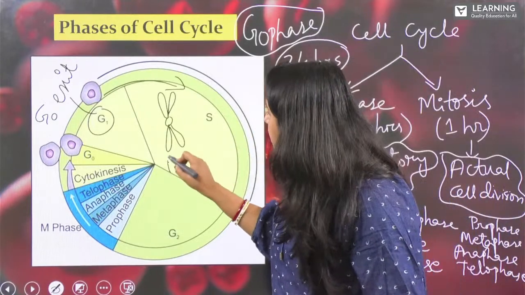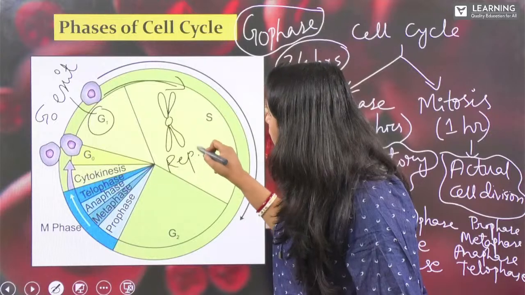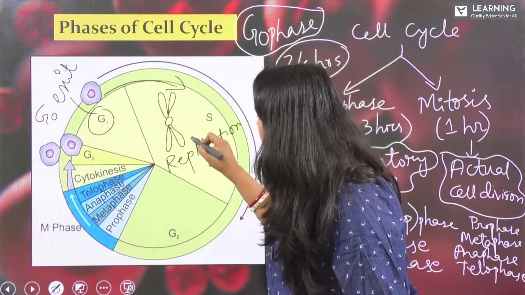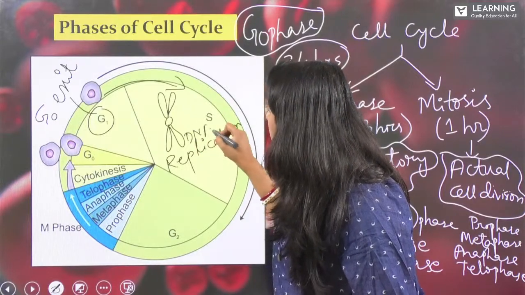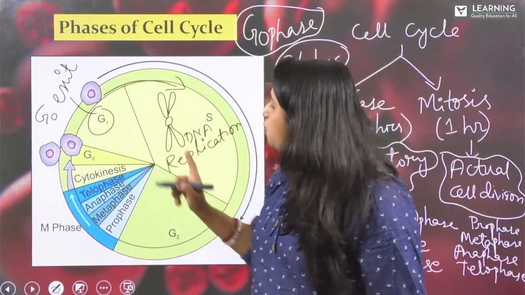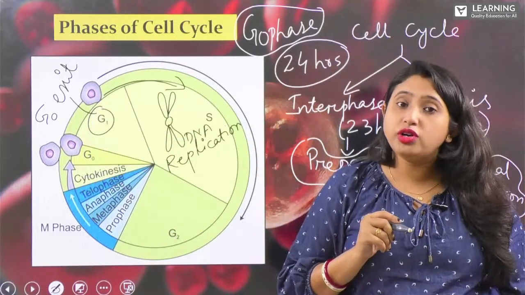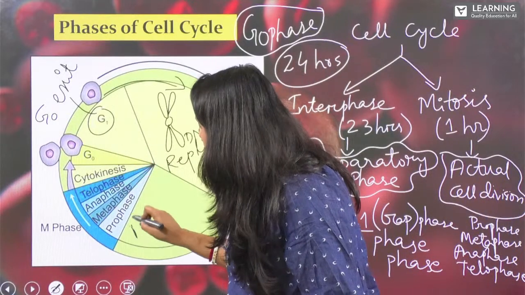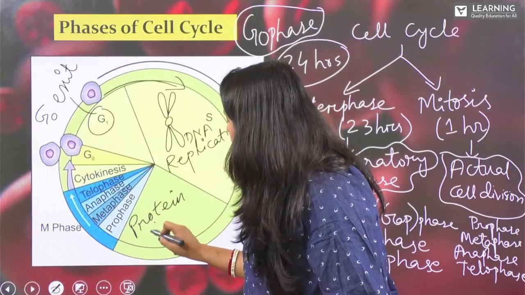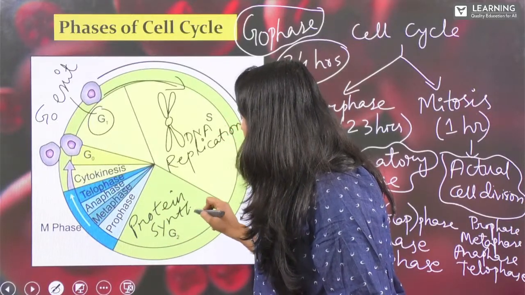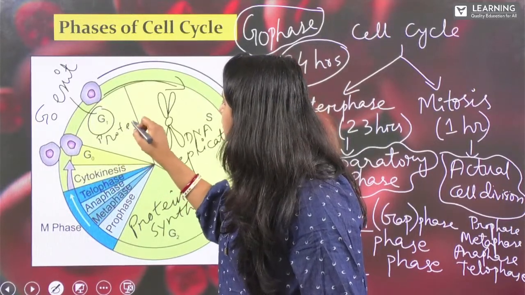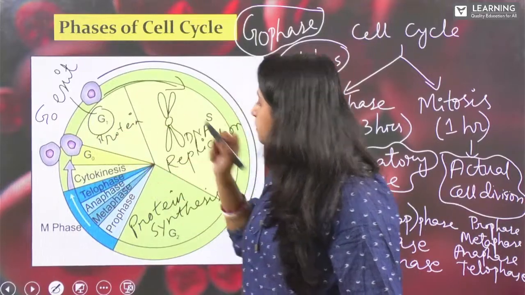So what happens in the S phase? Here the replication of DNA takes place. That is the DNA replication. And in the G1 and the G2 phase, protein synthesis takes place. The protein synthesis takes place here, and here also the protein synthesis takes place.